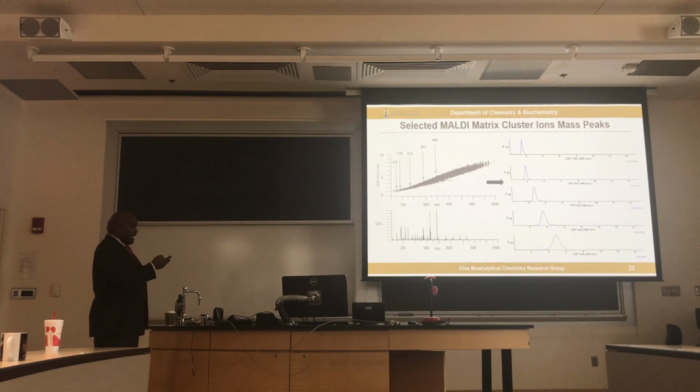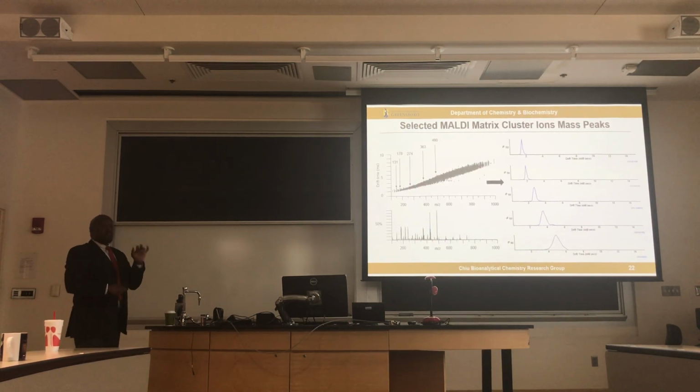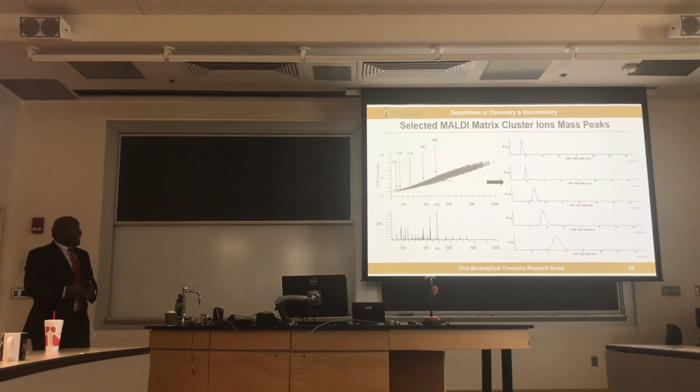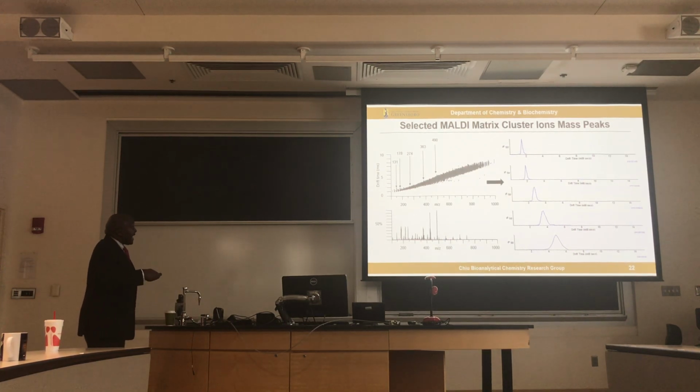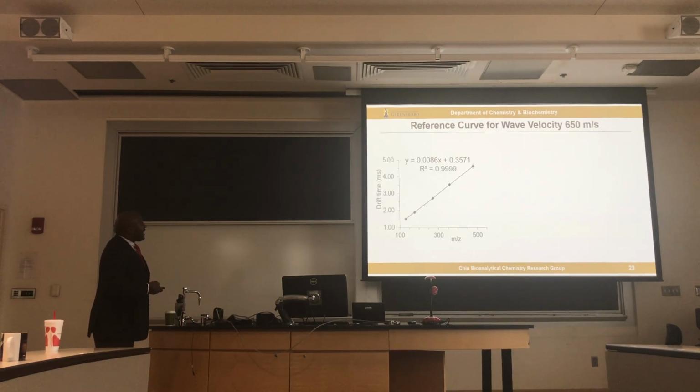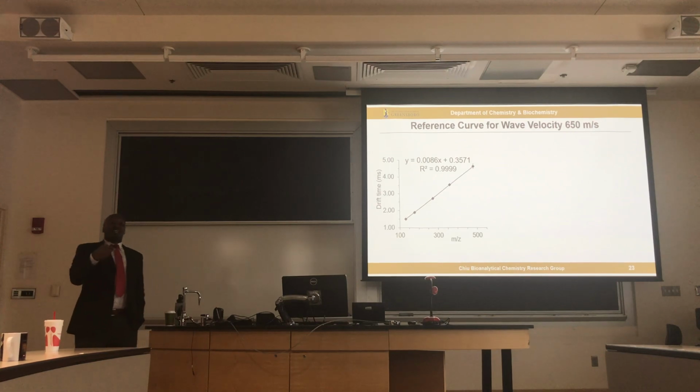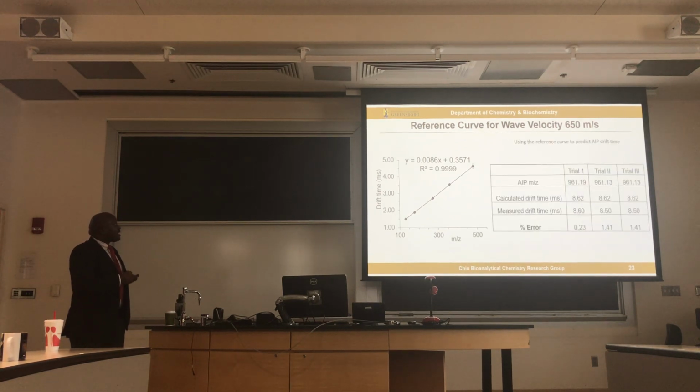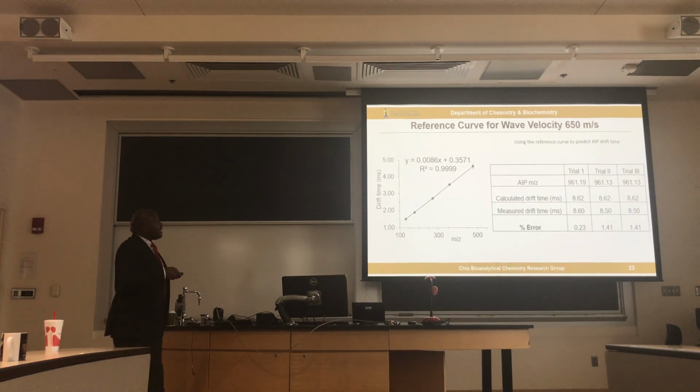So what we did is we selected some 5 mass peaks randomly. We just chose them randomly, the ones that are most intense, and then got the drift time for each. And then from there, we got what we're calling a reference curve. And then we can use this equation to predict with a high accuracy the drift time for the AIP.